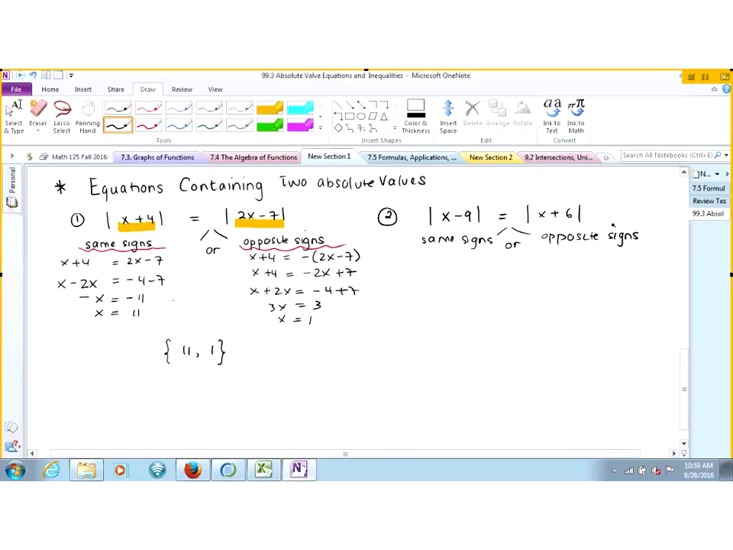So what is same signs? x minus 9 is equal to just x plus 6. Opposite signs: x minus 9 is equal to negative of x plus 6. So this one doesn't have a solution on the same signs. x minus x is equal to 9 plus 6, so 0 is 15. On this part, there is no solution. The 0 is 15 is a false statement.